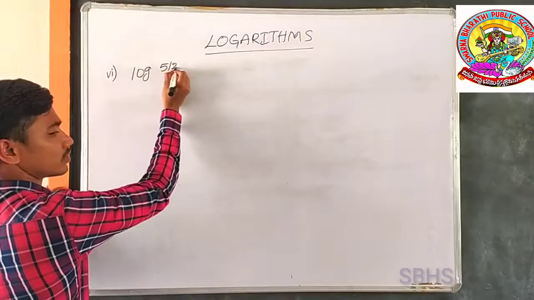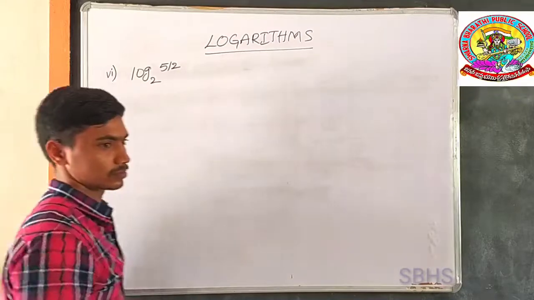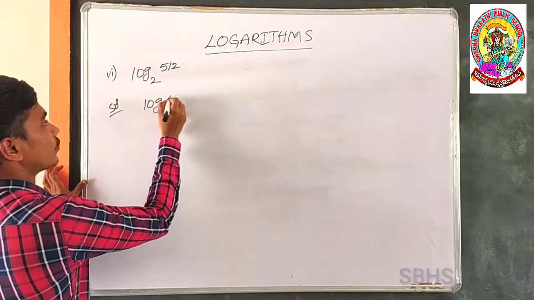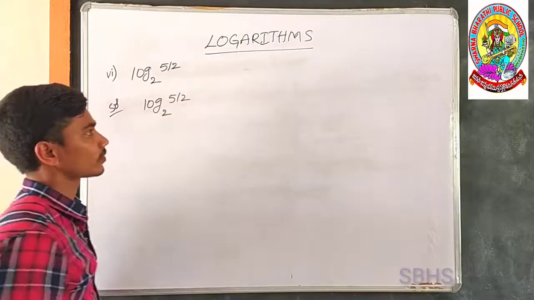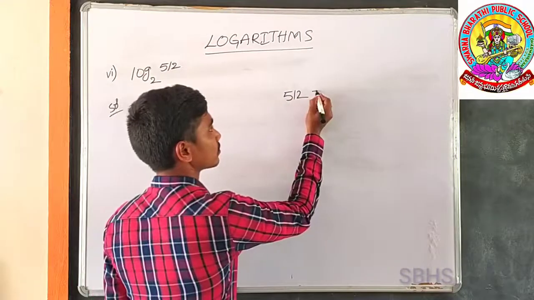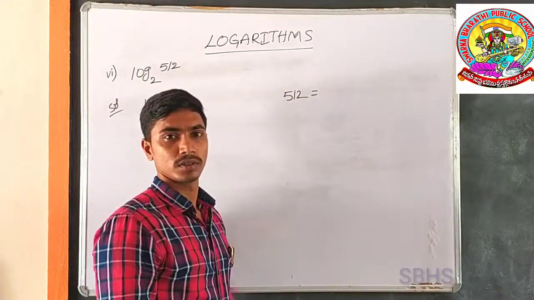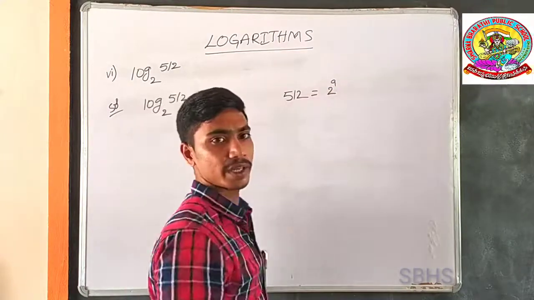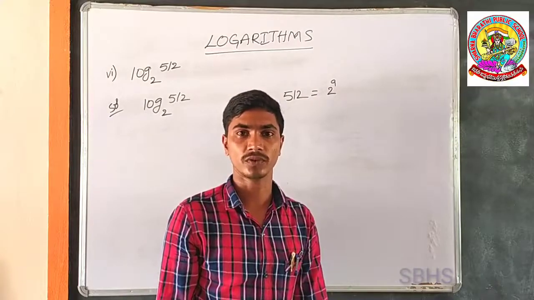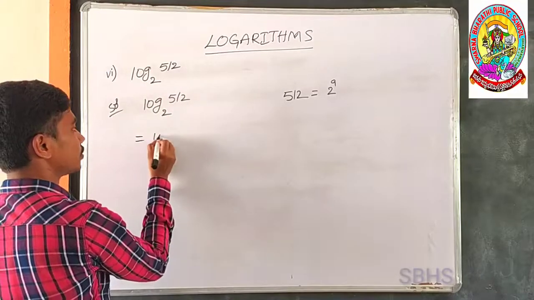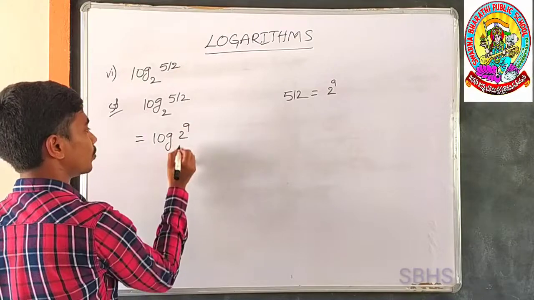Log 512 to the base 2. Here, given log 512 to the base 2. How can we express 512 in the form of powers of 2? 512 can be expressed as 2 to the power of 9. So in the place of 512, introduce 2 to the power of 9, to the base 2.